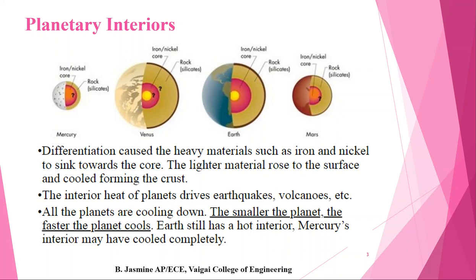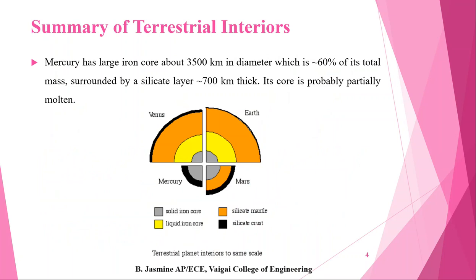How the planet surface will be depends on the cooling factor of the planet. Earth still has a hot interior. Mercury's interior may have cooled completely. These are the summary of the terrestrial interiors.